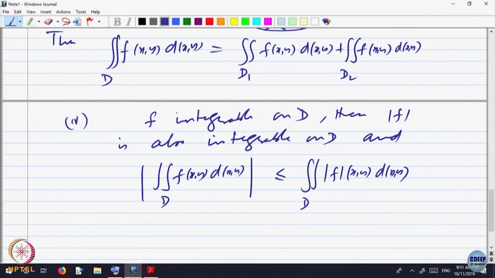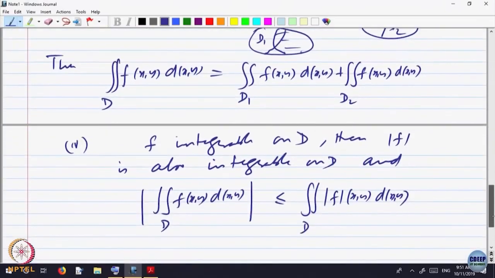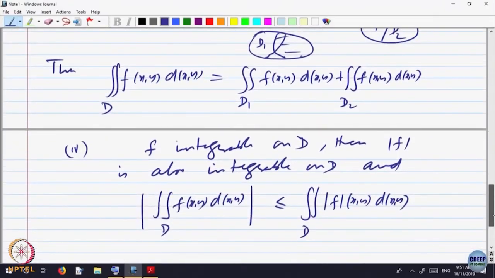We have stated all these properties for integrals of one variable also. So, the same properties hold, and intuitively they are quite okay. We will not prove all these properties, but we will use them when we come to computing these integrals. So, the basic problem is the volume below the graph of a function of two variables. The problem is how does one compute the integral of an integrable function?